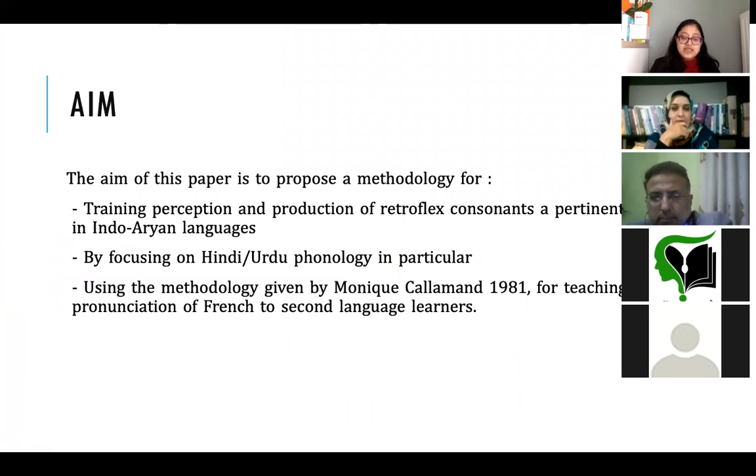I will first present some important characteristics of the language and pertinent traits of its phonology, and then retroflex consonants in particular, and the methodology of favorable context, and my proposed methodology for teaching Hindi and other Indo-Aryan languages, specifically the retroflex consonants.